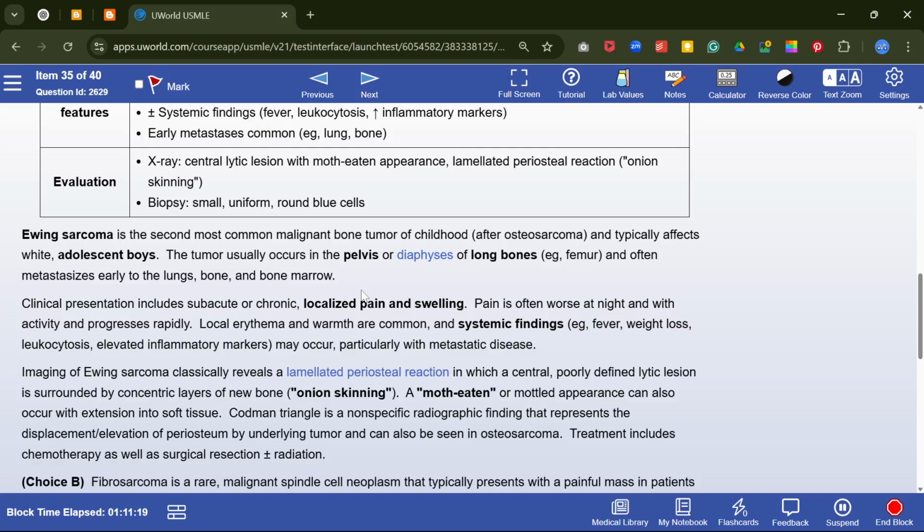Systemic findings include fever, weight loss, and leukocytosis.